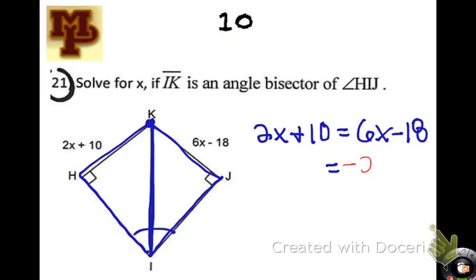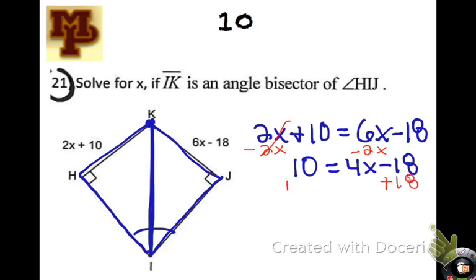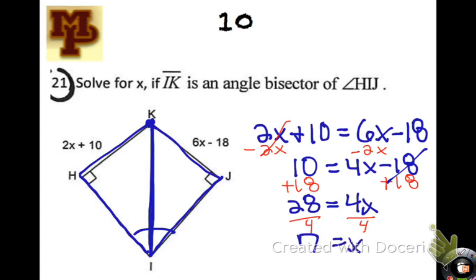We're going to subtract 2x. So minus 2x, minus 2x. All right, that's going to be 10. This is going to be 4x minus 18. And then we're going to add 18. So this will be 28. This will be 4x. Then we're going to divide by 4. So x will be equal to 7. Let's make sure, see what we're looking for here. So just solve for x. So that'd be it.